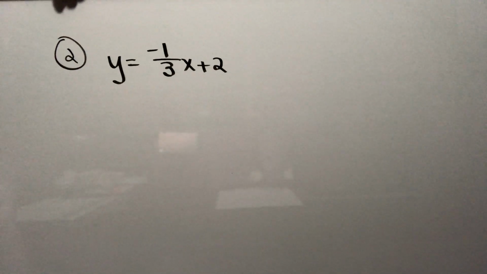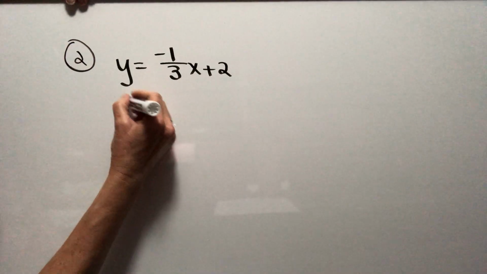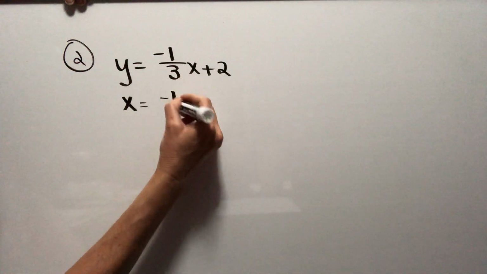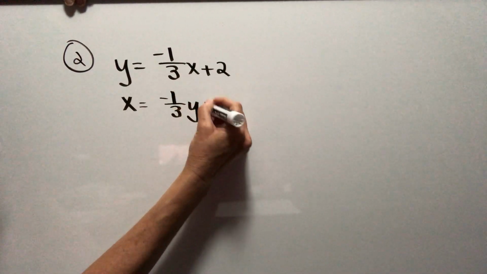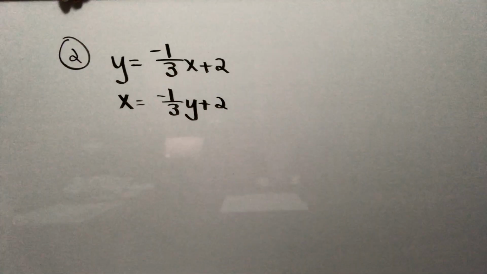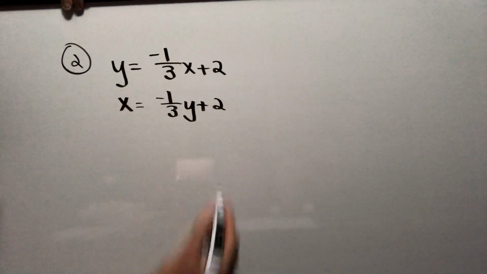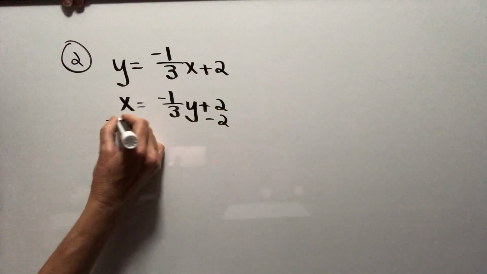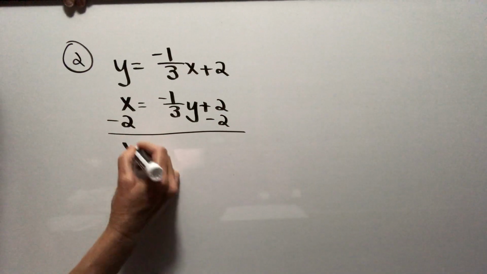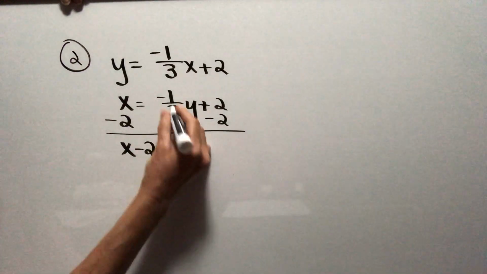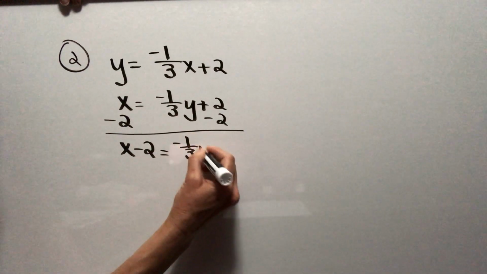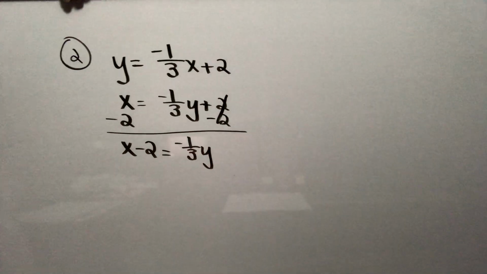Okay, so we want to know what is the inverse first. So you're going to switch the x and the y. That's always how you start. And then you will solve for y. So in this case, I'm going to first subtract the 2. So then I would have x minus 2 on one side. I would still have negative 1/3 y, and the 2's would cancel out.